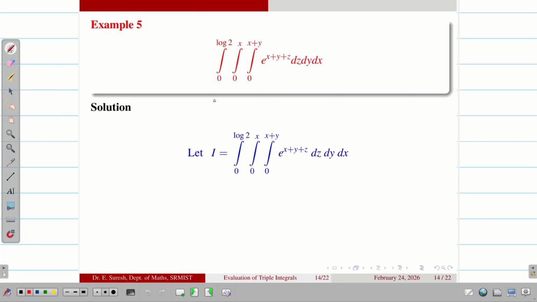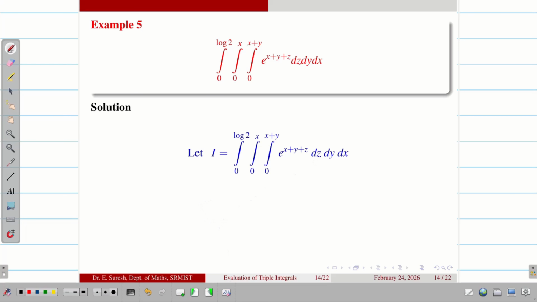Evaluate the integral 0 to log 2, integral 0 to x, integral 0 to x plus y, e power x plus y plus z, dz, dy, dx. As usual, let us take the problem as capital I. Now we are going to integrate this. First I want to integrate with respect to z and I would check my limits are in terms of x and y. So this is correct.